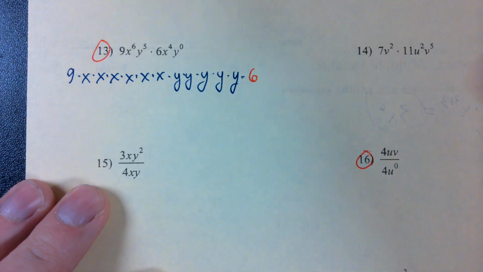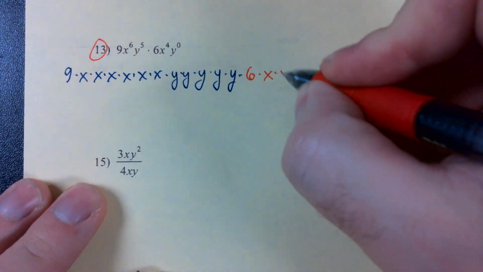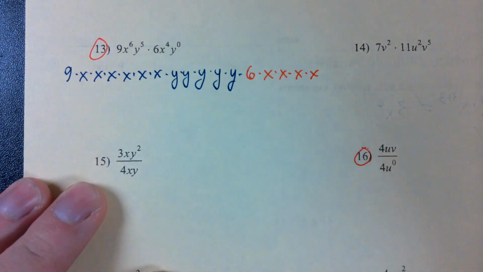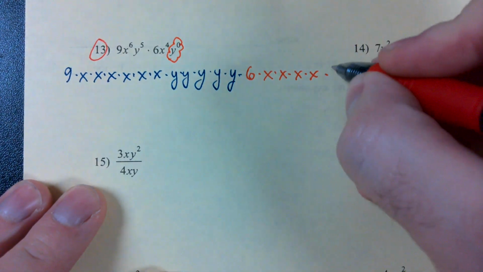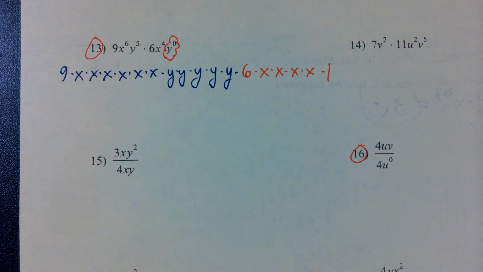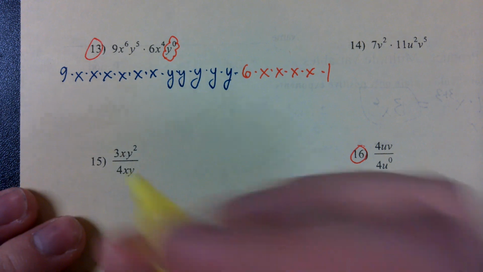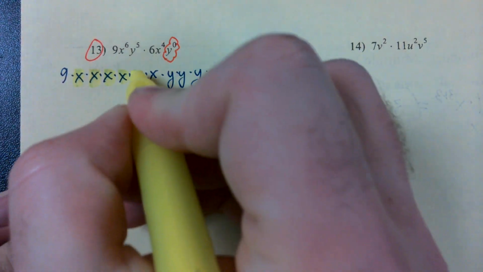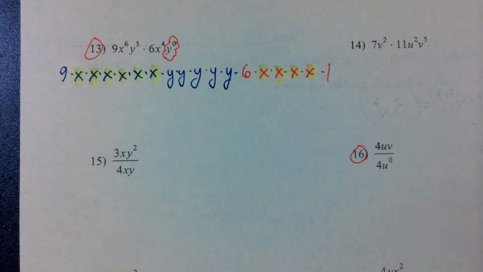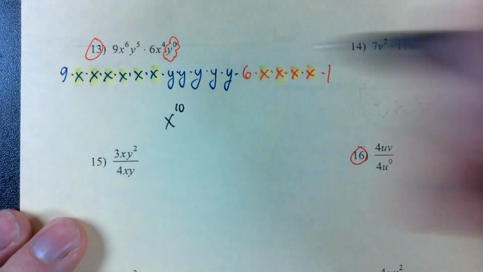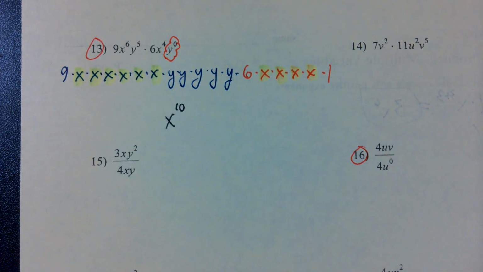Then we've got a 6, 4 x's after that. And y to the 0th power, which is equal to what? 1. So we're not going to write out any y's there. Okay? I'm going to count up my x's. I got 1, 2, 3, 4, 5, 6, 7, 8, 9, 10. I know I'm going to have x to the 10th power somewhere in there.